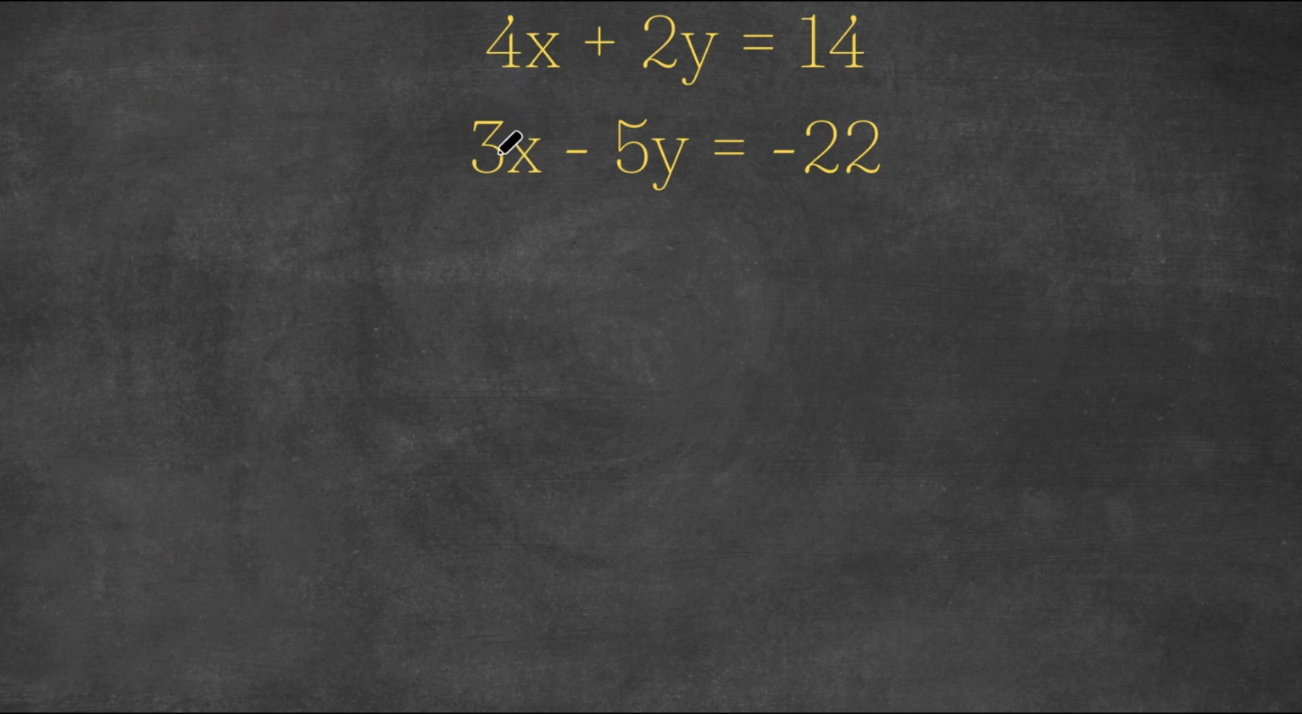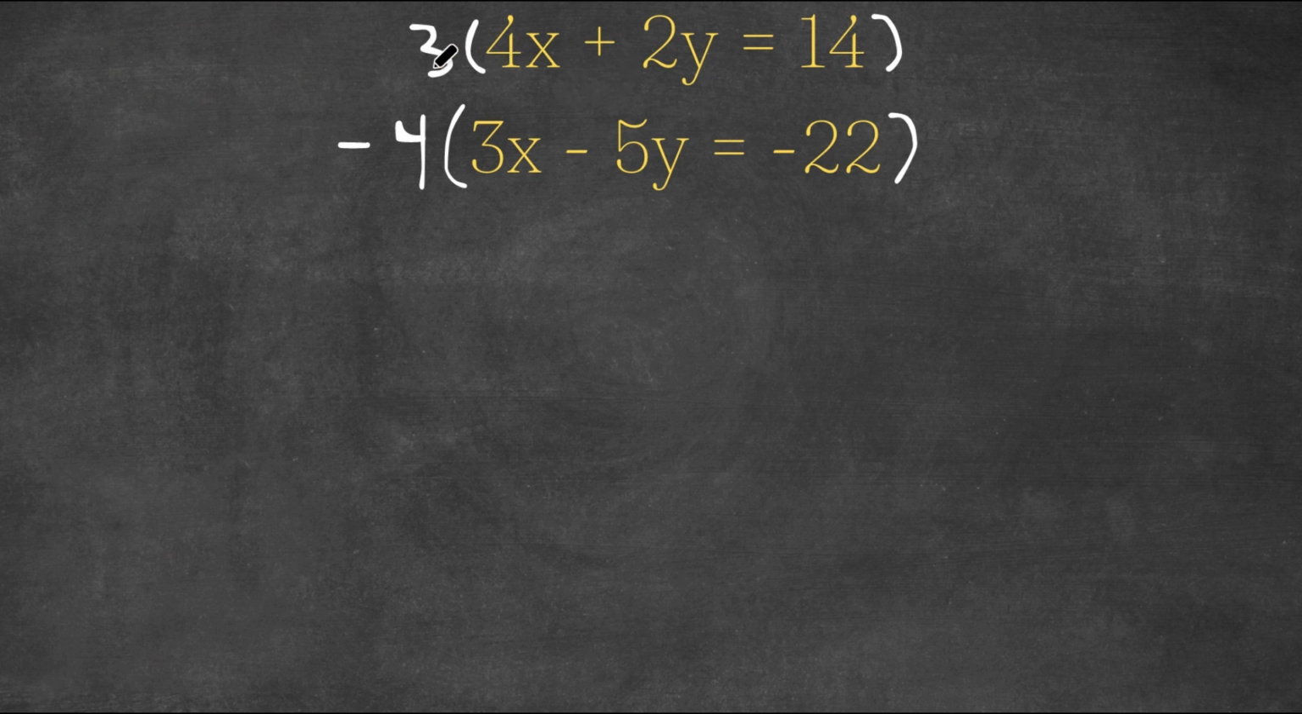So we have 4 and 3. What is a common multiple of 4 and 3? 12, right? So we need to multiply both of these equations by a number to make 4 and 3 equal 12. For our first equation, 4 times what equals 12? 3, right? And for our second equation, 3 times what is equal to 12? 4. And one of these has to actually be negative and one of them has to be positive, and it doesn't matter which one. So I'm just going to make the second equation negative.